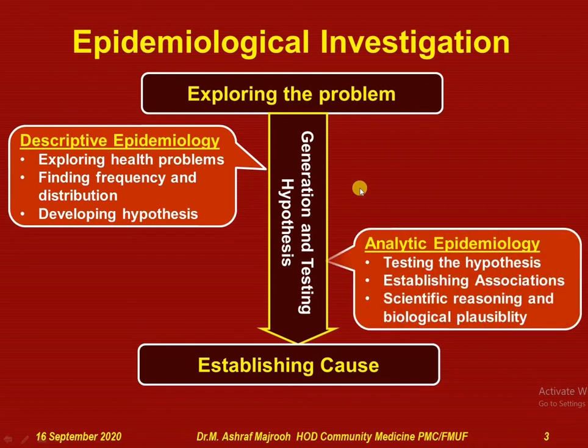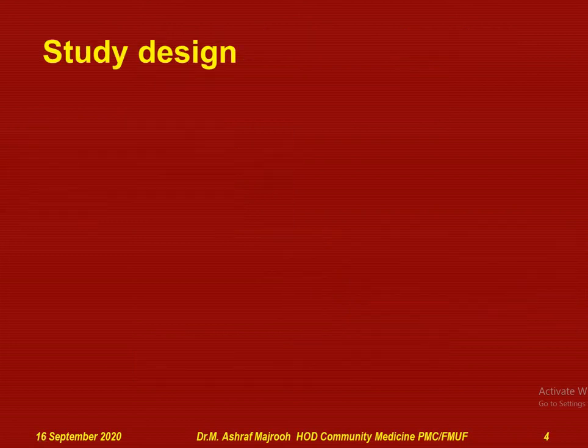And then analytic study designs come into play, and case control, cohort study and experimental study designs are used to test the hypothesis, and through testing the hypothesis we establish the association, and then these associations are scientifically proved through scientific reasoning and biological plausibility to establish the cause. So this is the epidemiological investigation process. Let's see how these study designs work.